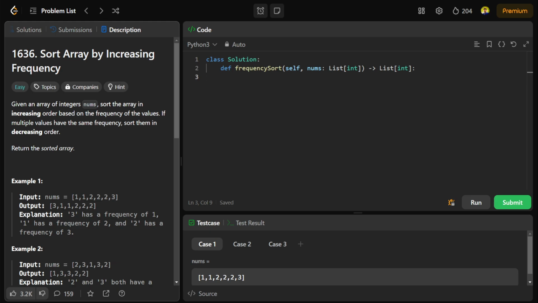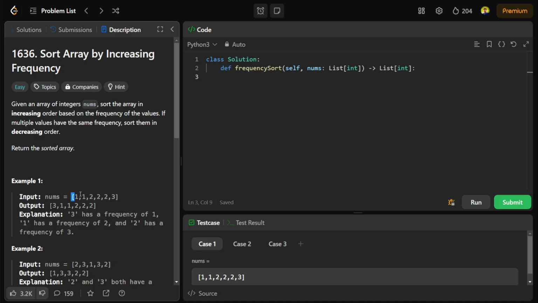Hey everyone, today we're going to be doing a LeetCode question, which is to sort the array by increasing frequency. In this question, we are given an integer array nums. We need to sort this array based on the increasing order of the frequency of a value.